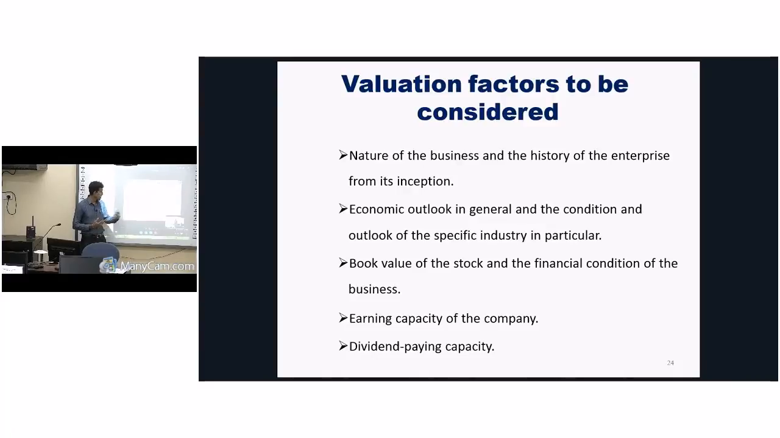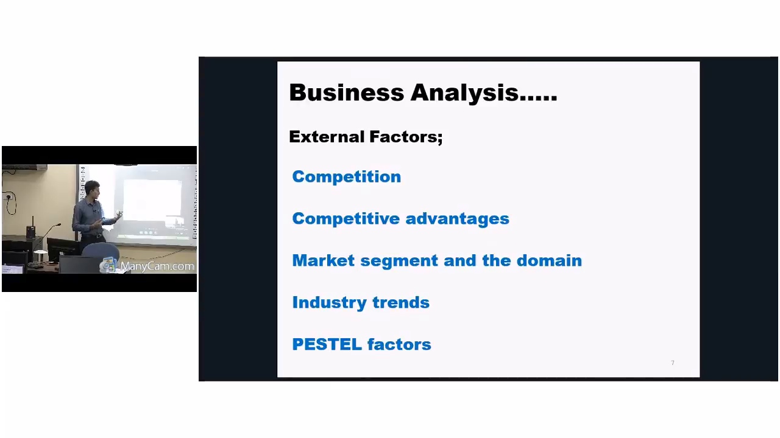Right? And the dividend payment capacity is the ability of the firm to pay a lot of dividends. So the more the ability, the more the value of the firm will increase. So you can see there are so many factors, external and internal, that affect the business. Some of the external factors which we discussed already are the competition, competitive advantage, the market segment and the domain, the industry trends and the PESTLE factors. All of these factors also impact the value of the business.